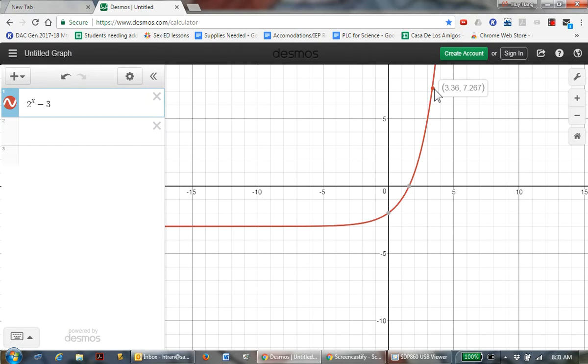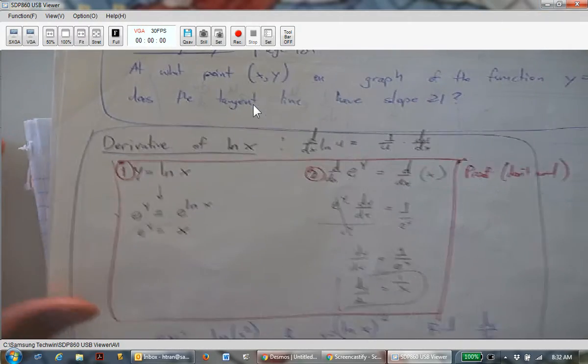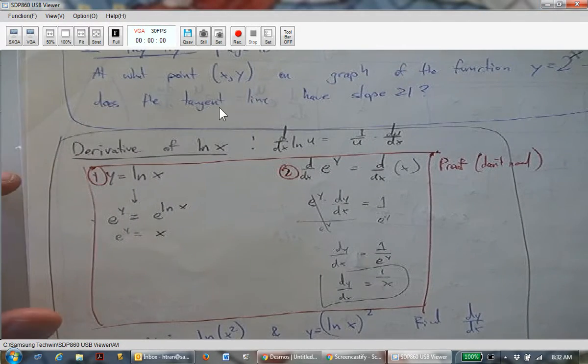The tangent line just means the line that you draw that only touches that one point, and it will give you the slope at that point. What I'm essentially asking for is the derivative. That's what the derivative is: the slope at that one point. So when you see the tangent line with a slope of 21, I'm basically asking you where the derivative is 21.